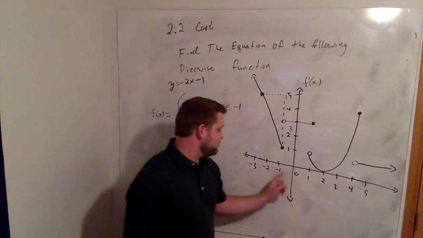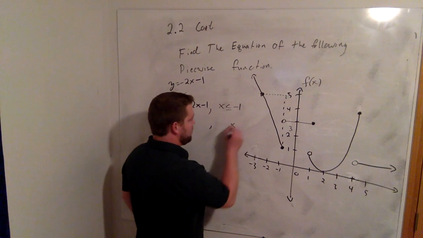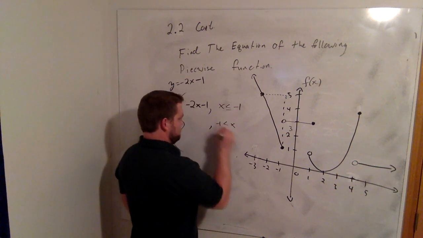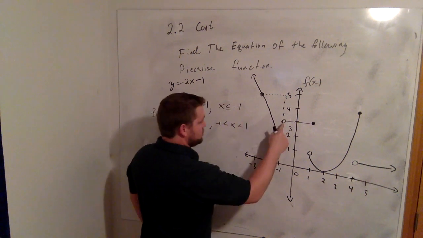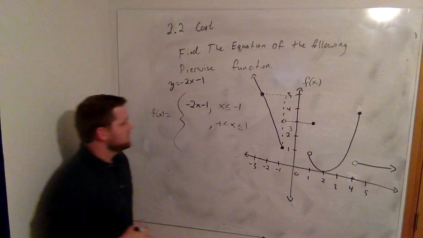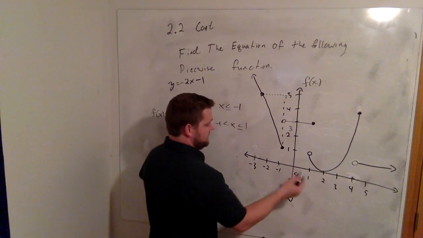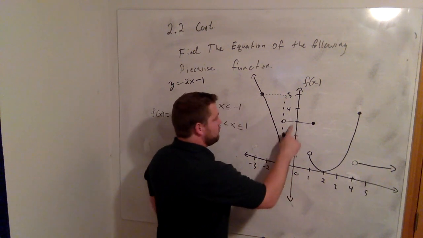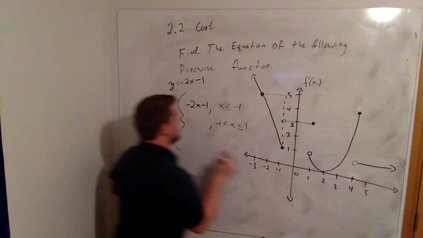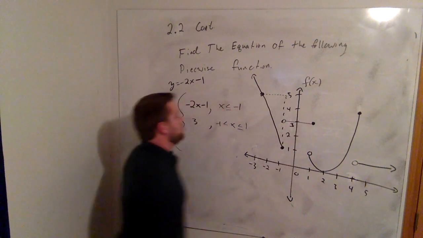So I have this piece of the function between -1 and 1. So maybe I'll go ahead and record that right off the bat. Now I'm thinking about values between -1 and 1. I'm not including -1, but I am including 1. And notice that anywhere between -1 and 1, if I plug in any value, the output will always be 3.